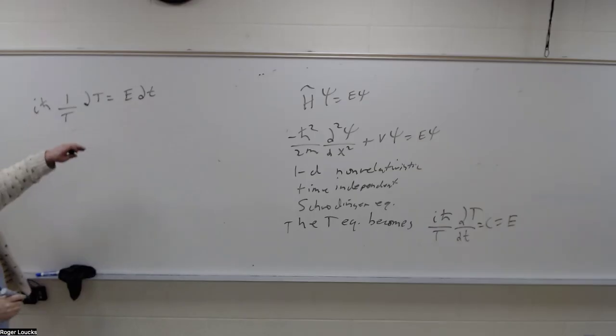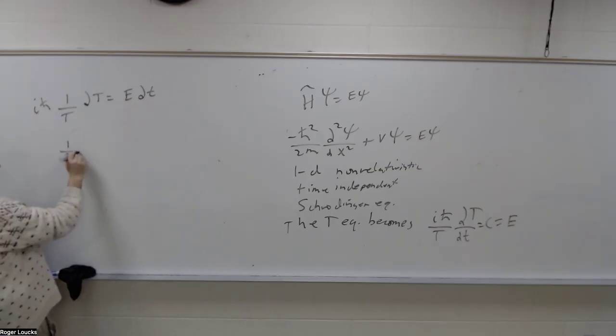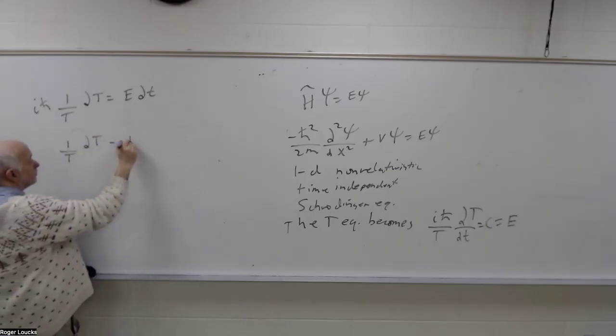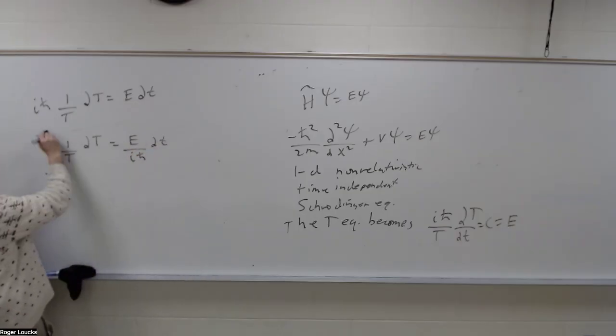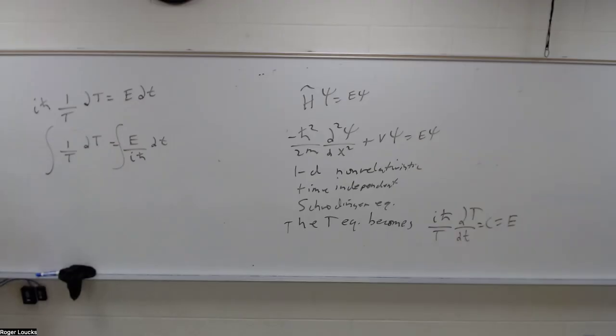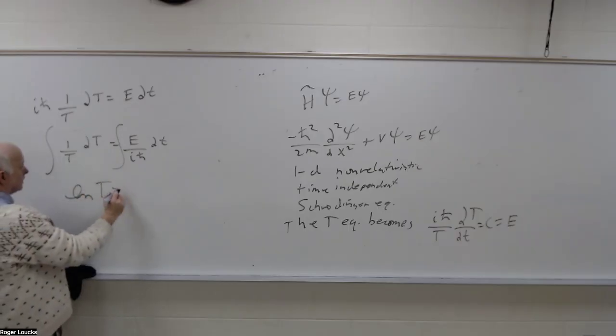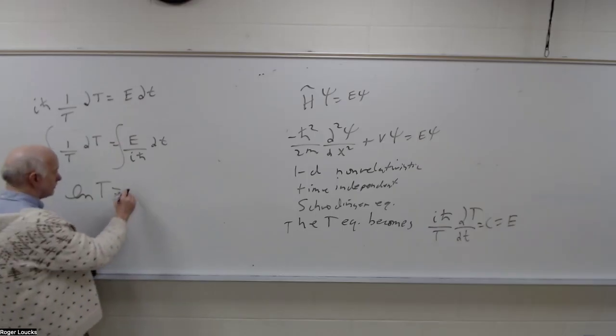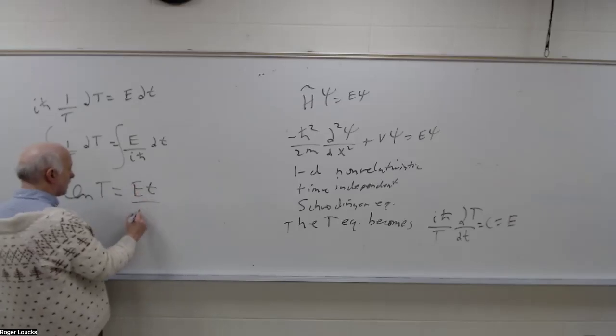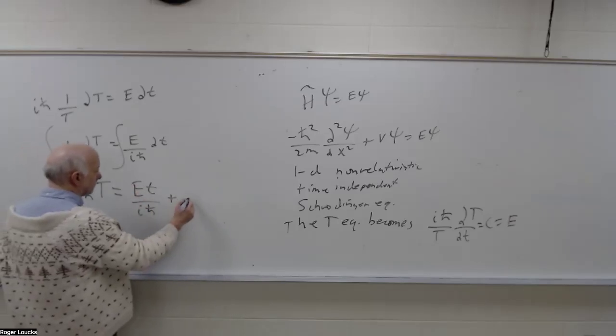I'm going to take the iħ to the other side. And then you integrate both sides. And what's the integral of the left? The ln of T equals. What's the integral of the right? dt over iħ plus some constant here.